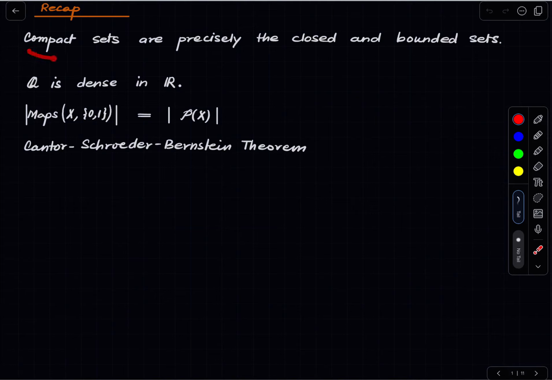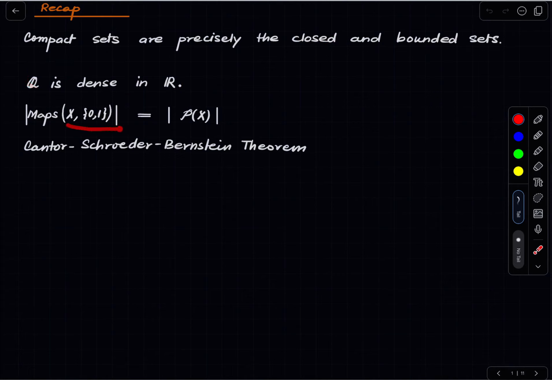We will need the notion of compactness. A subset A of R is said to be compact if every open cover of A admits a finite subcover, and we showed that compact sets are precisely the closed and bounded sets. We will use the fact that the rationals are dense in R.